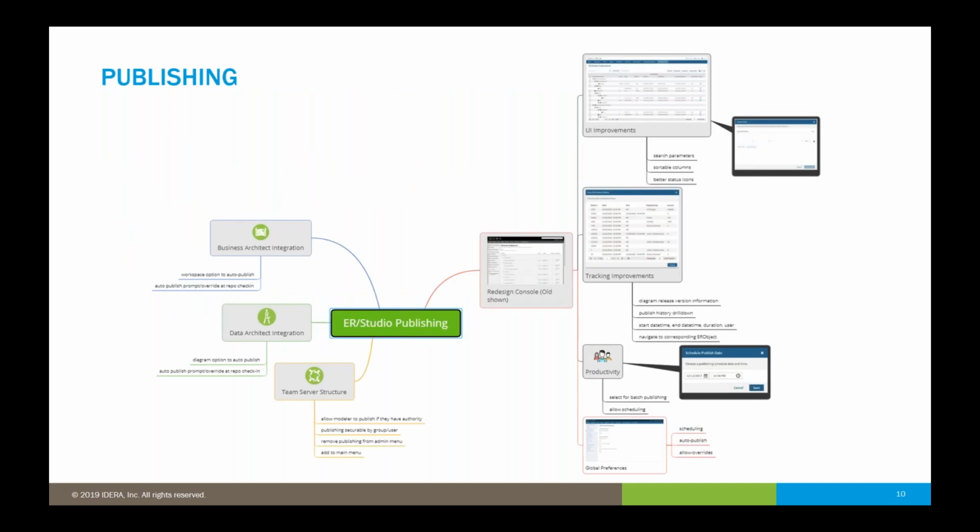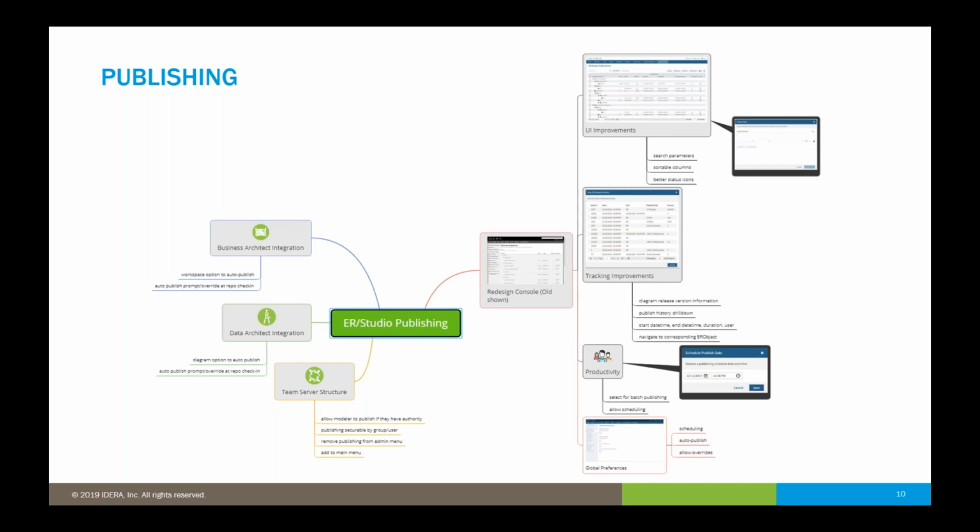Let's talk about the publishing, because this is where a wide variety and a large number of the changes have actually been made to the product. I'm going to very quickly describe the publishing flow, and I've talked about it a little bit already. Again, this is a mind map that highlights it. When we talk about the business architect and the data architect, when you're working on your models and workspaces, the old process was as follows.